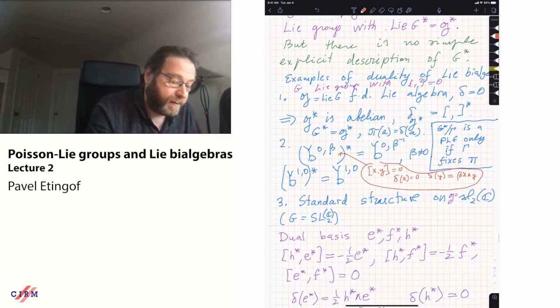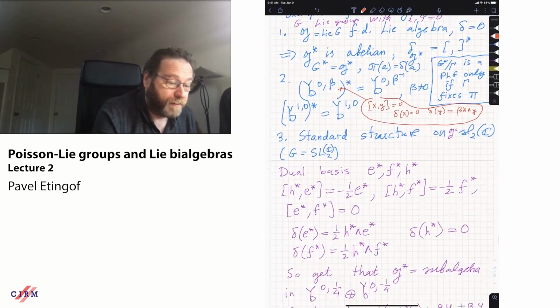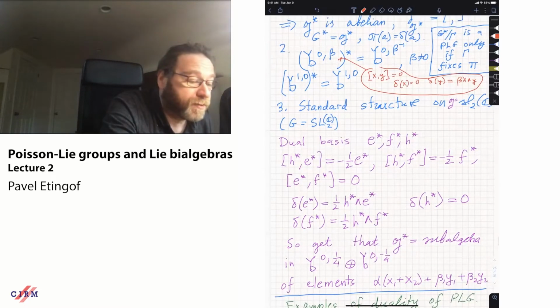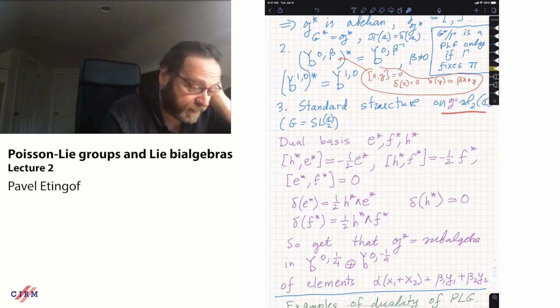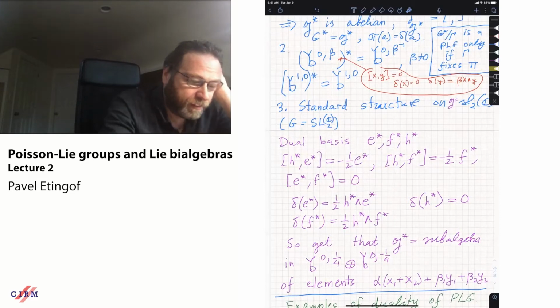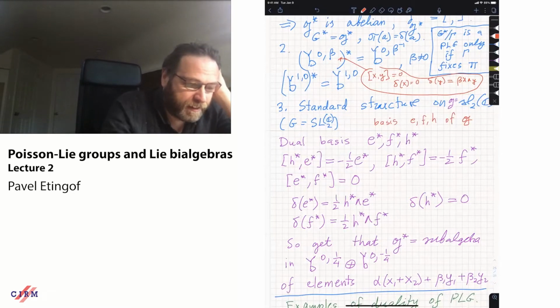And finally, let's consider the example of the standard Lie bialgebra structure on SL2, which we discussed yesterday as well. So we have the basis E, F, H of g, and we have the dual basis E star, F star, and H star of g star.